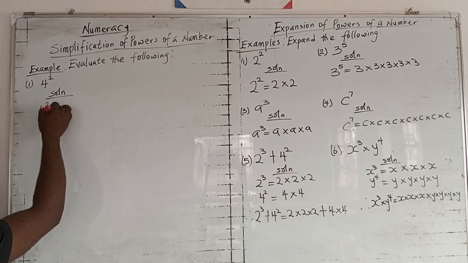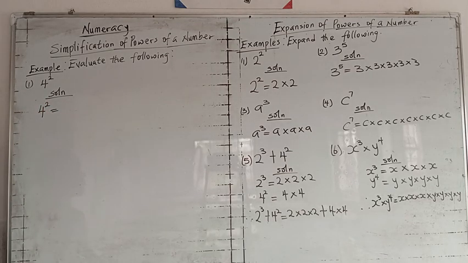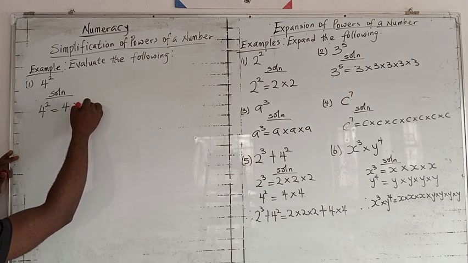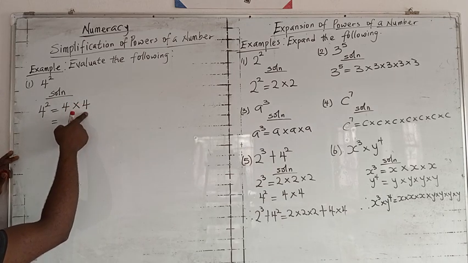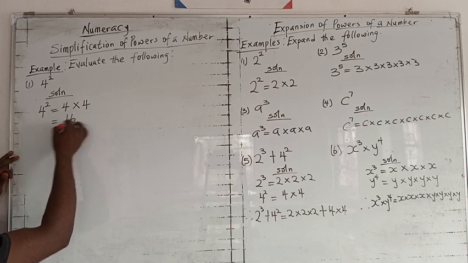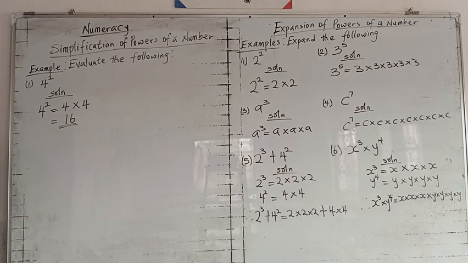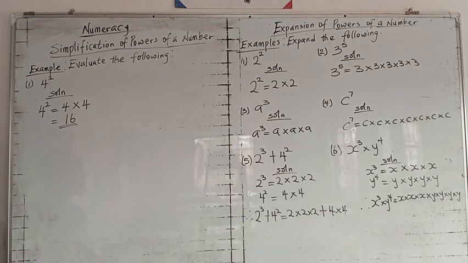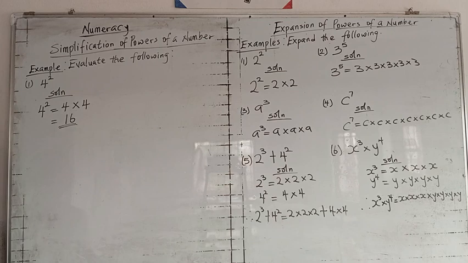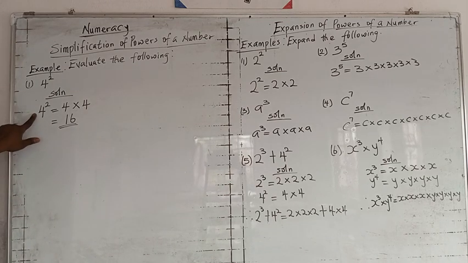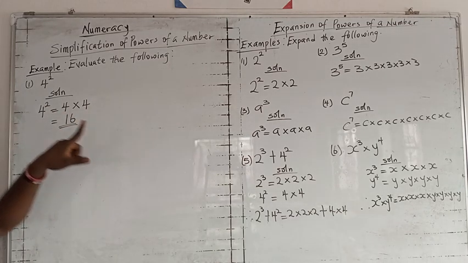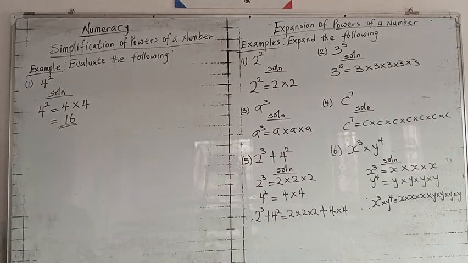So 4 raised to power 2. What's the expanded form of 4 raised to power 2? Becomes what? 4 times 4. 4 times 4 is what? 16. And that becomes our answer. So if we simplify 4 raised to power 2, our answer is 16. You see what we did? First of all, write 4 raised to power 2 in expanded form, which is 4 times 4. Then after expanding them, you multiply. 4 times 4, 16.